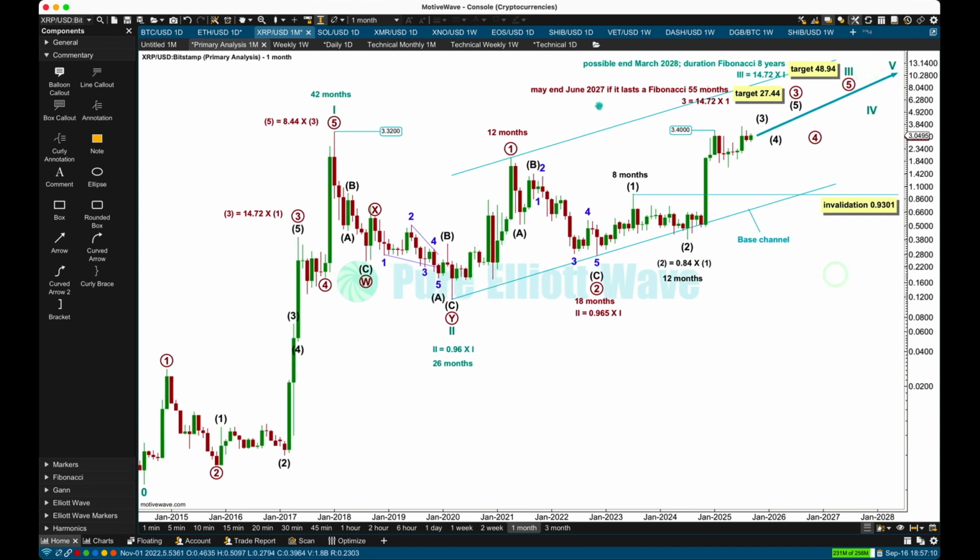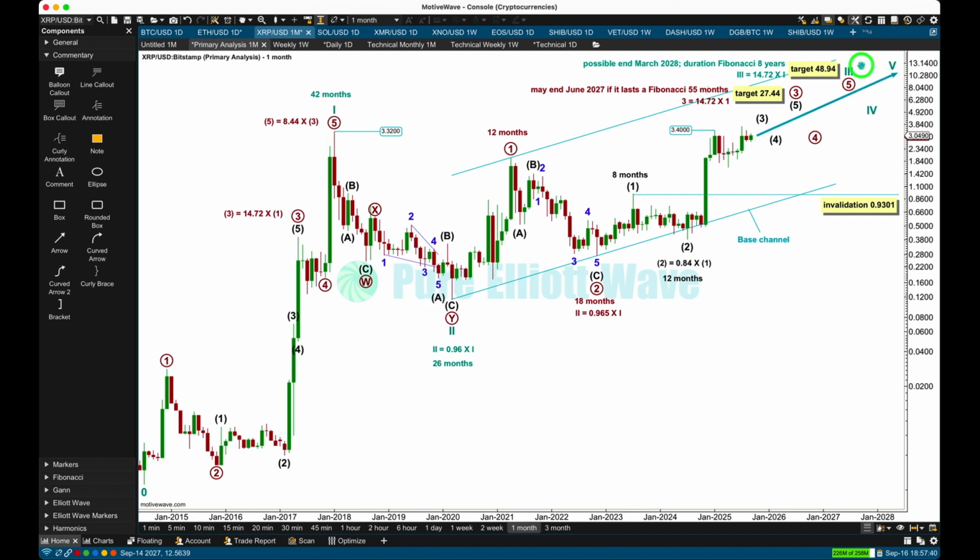I've updated my duration for primary 3, and I'm leaving my duration for cycle 3. Cycle 3 beginning here in the month of March 2020. If it lasts a Fibonacci 8 years, it may end March 2028. Primary wave 1 lasted 42 months. That's 3.5 years, and cycle wave 1 lasted 3.5 years. Cycle wave 2, just over 2 years.